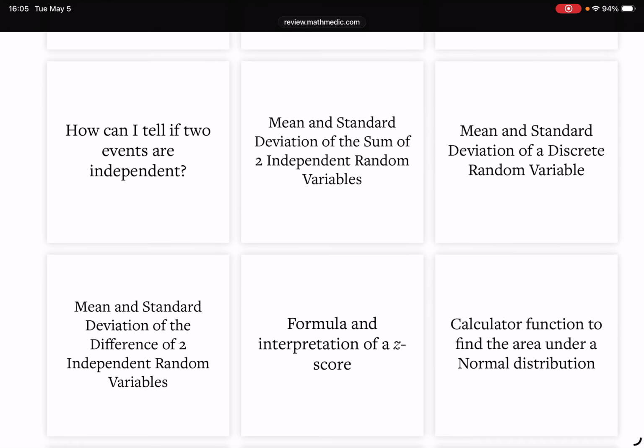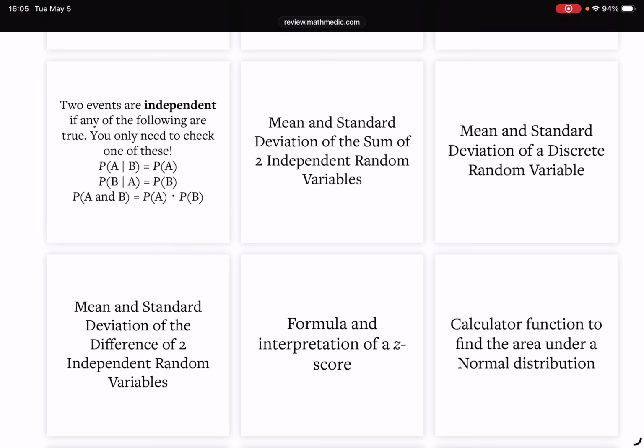How can I tell if 2 events are independent? Remember, 2 events are independent if any of the following are true. So any of these formulas can be true. We do not need to check all of them. Just one of them has to be true for this to be independent.